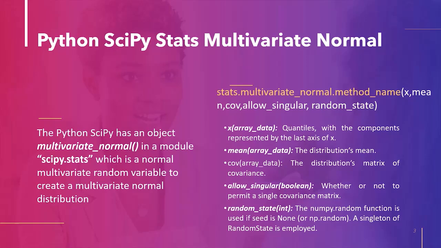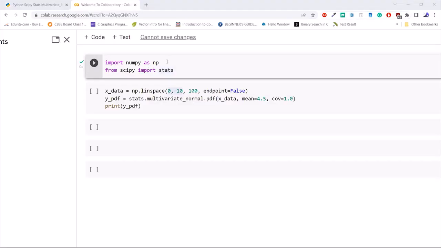If seed is an int, a new random state instance is used, seeded with seed. If seed is already a generator or a random state instance, then that instance is used. Let's understand with a practical example. Import the required method or library.